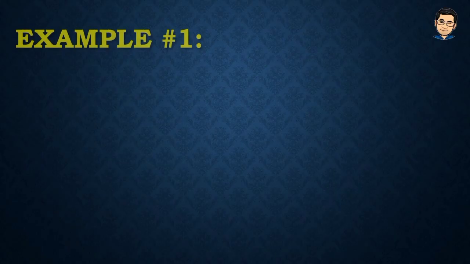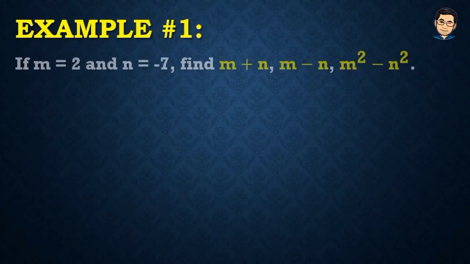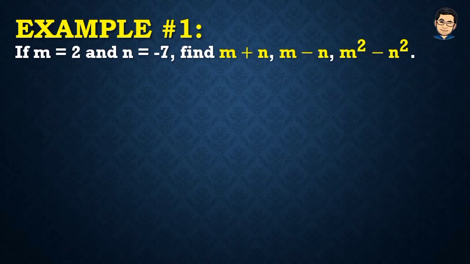So, let's have example number 1. If m is equal to 2 and n is equal to negative 7, find m plus n, m minus n, m squared minus n squared. So, una muna, m plus n. So, the value of m is 2. The value of n is negative 7. So, 2 plus negative 7, that is negative 5.